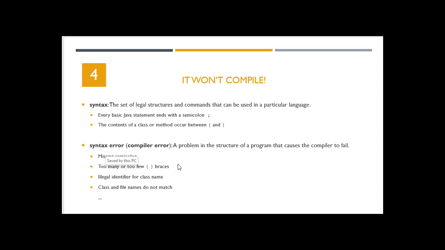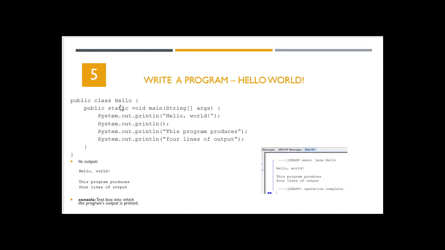Some of the things I want you to look for if it doesn't compile: that missing semicolon, make sure those braces are there correctly. It's possible for you to have an illegal identifier. This is a name you make up, but it doesn't follow the rules. And if the class name and the file name don't match, that is a big one when you're beginning. Make sure they match.